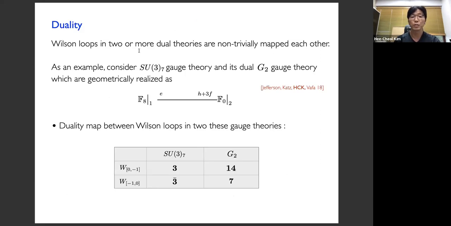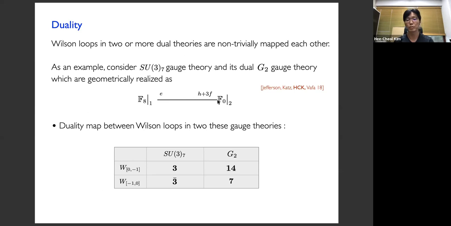Under the duality, these Wilson loops are mapped quite non-trivially. Let me give you one example. We'll consider SU3 gauge theory, and this theory enjoys a very interesting duality. This theory has a dual G2 gauge theory, and these two theories are realized in this single geometry. Geometrically, this SU3 level 7 gauge theory is realized by gluing two Hirzebruch surfaces, F0 and F8. And the duality exchanging SU3 and G2 gauge groups is nothing but the duality in F0 theory exchanging the base and fiber class.